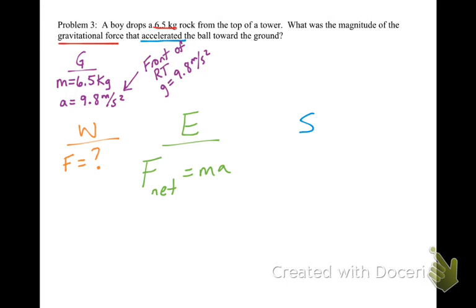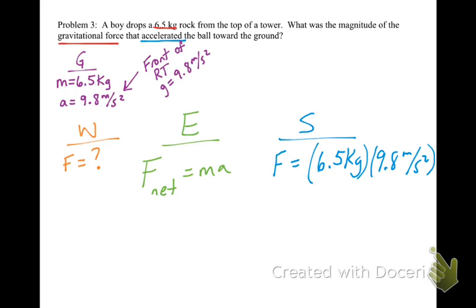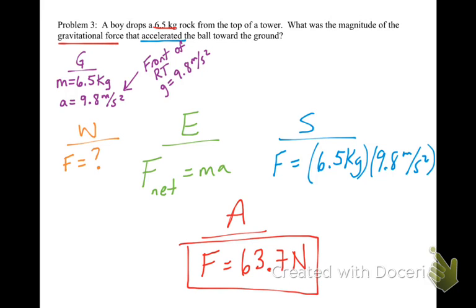So let's go ahead and substitute everything in. We've got solving for our force, 6.5 kilograms times 9.8 meters per second squared. And final answer, do a little multiplication, we would get our force is equal to 63.7 newtons. Okay. Not too bad. That one was definitely a little on the trickier side, solely because I didn't necessarily give you the acceleration due to gravity. I kind of let you figure that one out on your own. Okay?